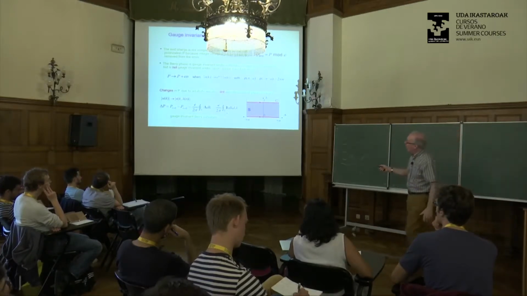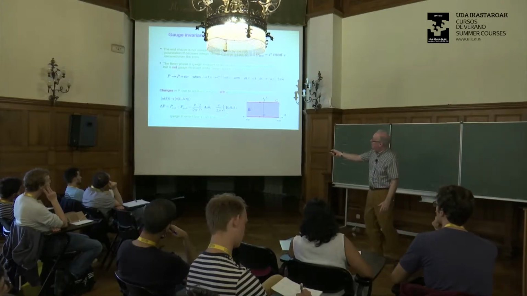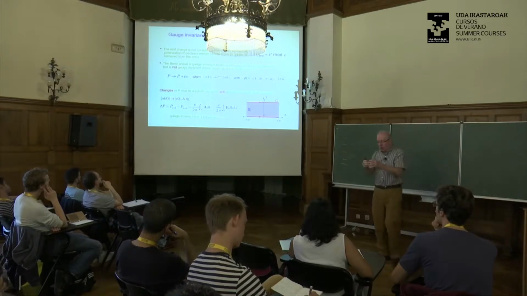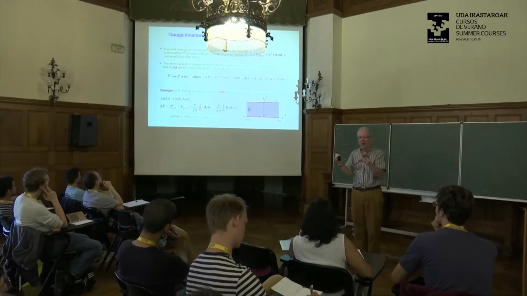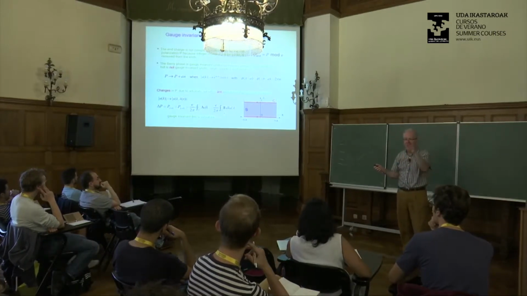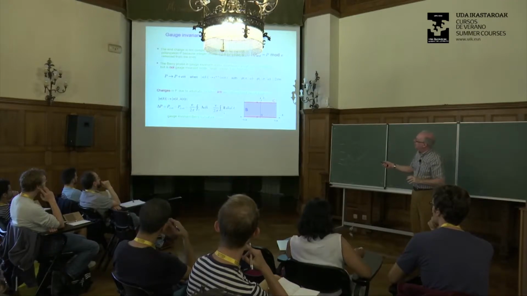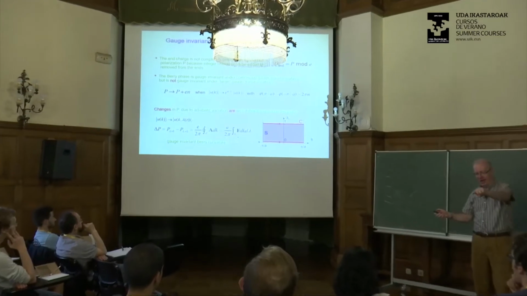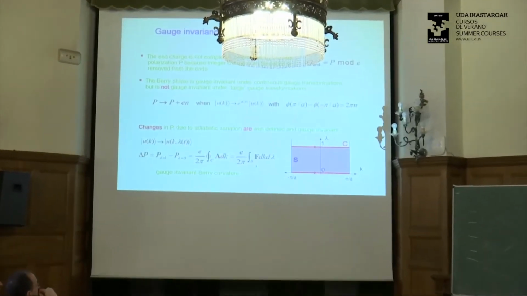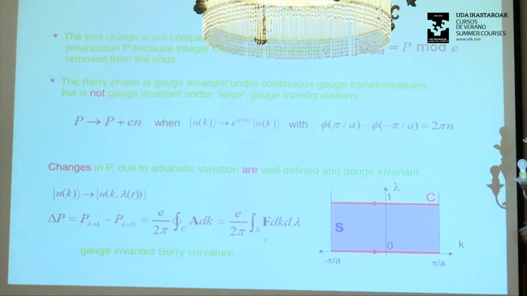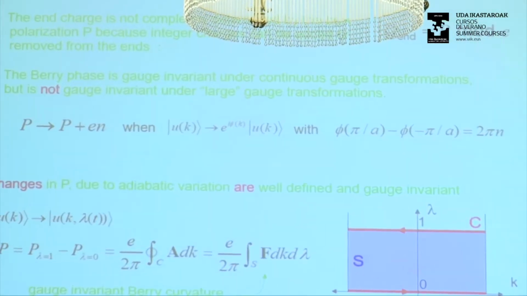Likewise, for the Berry phase, if I do a very small gauge transformation, since I'm going around a closed loop, everything cancels and it is gauge invariant. But if I do a gauge transformation where I change the phase in such a way that, when I go around the circle, it changes by a multiple of 2 pi, we call this a large gauge transformation.